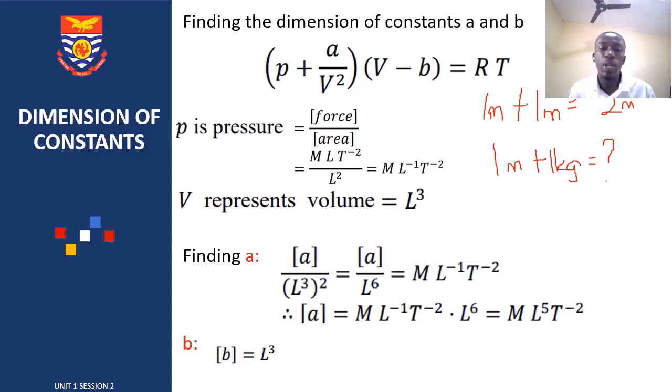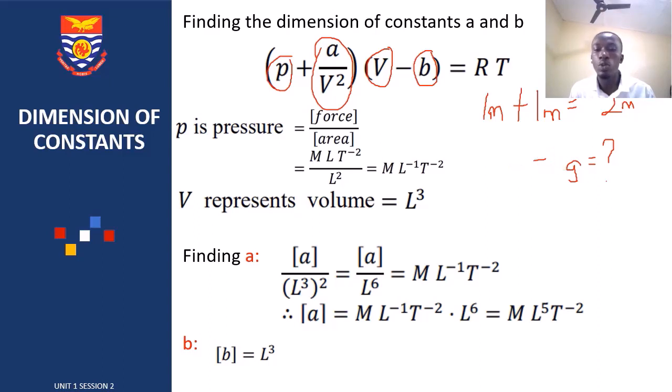The same thing applies to the equation that we have here. Pressure is being added to A over V squared because they have the same unit, or the same dimension. V in this equation is being subtracted from B because they have the same unit and also the same dimension. So let's look at how we can go about this.